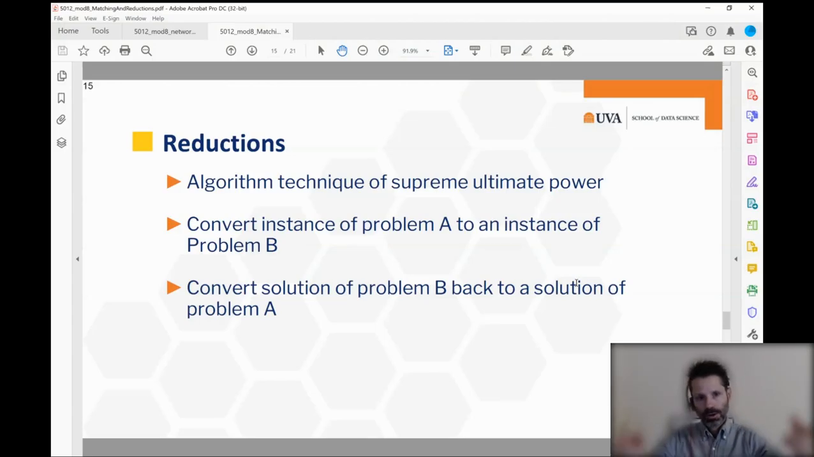And so I encourage you to continue through this slide deck and look at a couple of the examples of reductions here. And again, we will learn to apply this to a few of our data science problems that we'll be presented with in class.